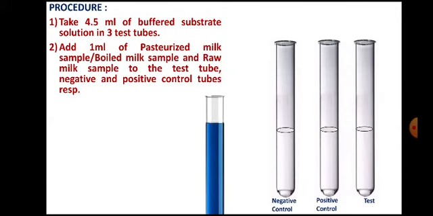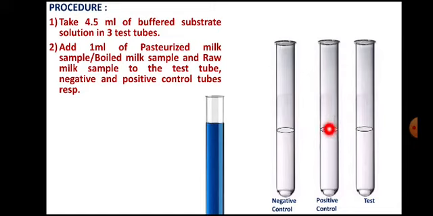Now add 1 ml of pasteurized or boiled milk sample and raw milk sample to test tubes. Now we have to prepare negative control and positive control. So this is negative control. In negative control we have to add a milk sample in which phosphatase is already destroyed. So it is pasteurized milk or boiled milk. 1 ml of pasteurized milk or boiled milk is added here. So that will form a negative control.